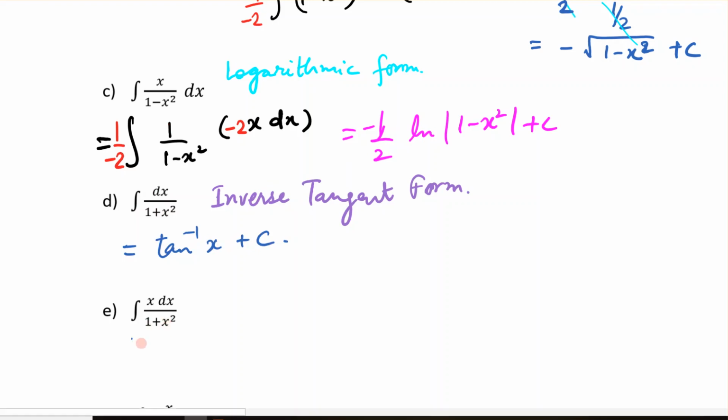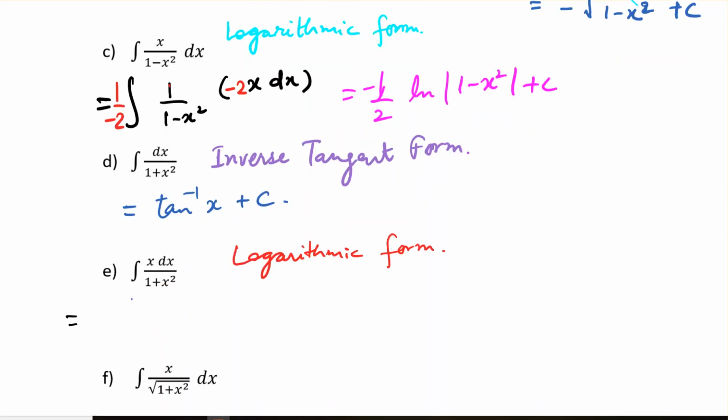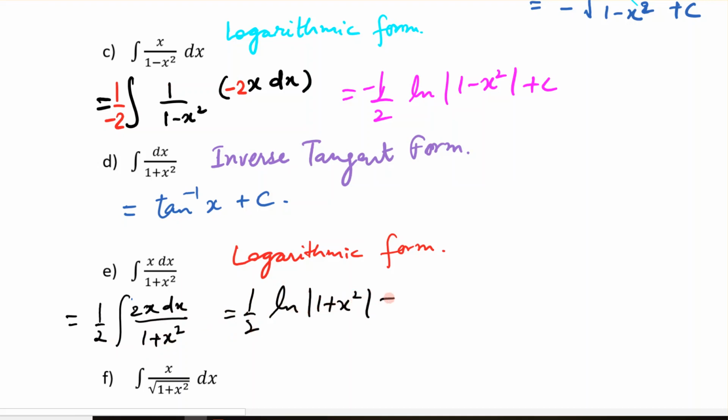Similarly, in the next one, we have the power of the function 1 in the denominator, and we can make the differential in the numerator. So it means this should be our logarithmic form. Thus here we can make 2x dx, which is the differential on the top, and we have 1 plus x squared as our function, and since we added 2 here, we need to divide by 2. So now we get the logarithmic form, so it should be ln of the absolute value of 1 plus x squared plus c.